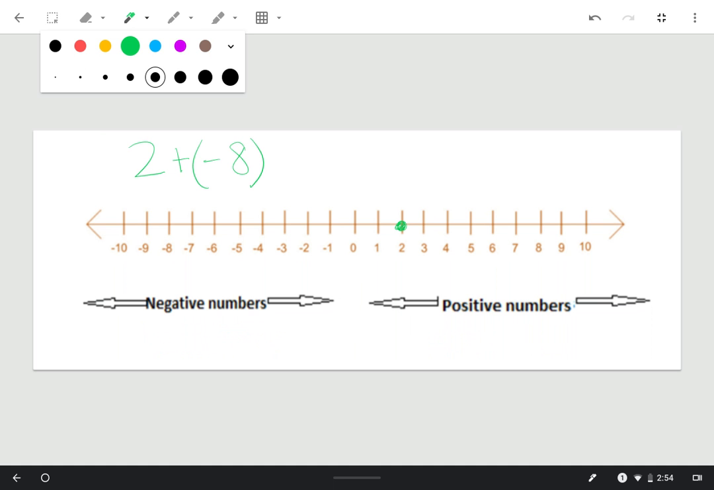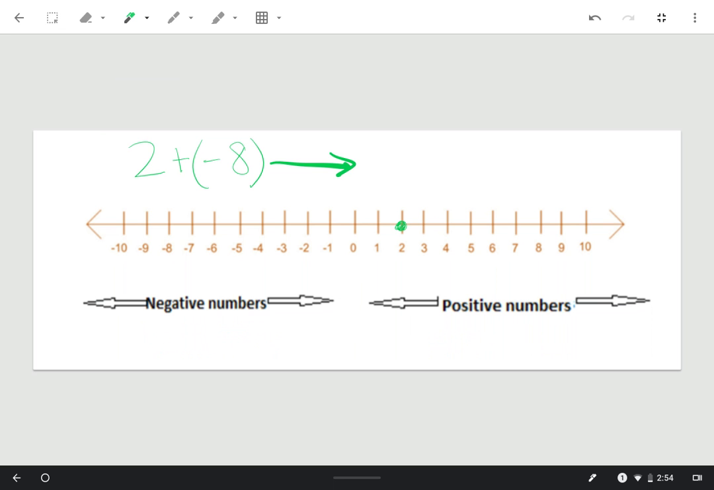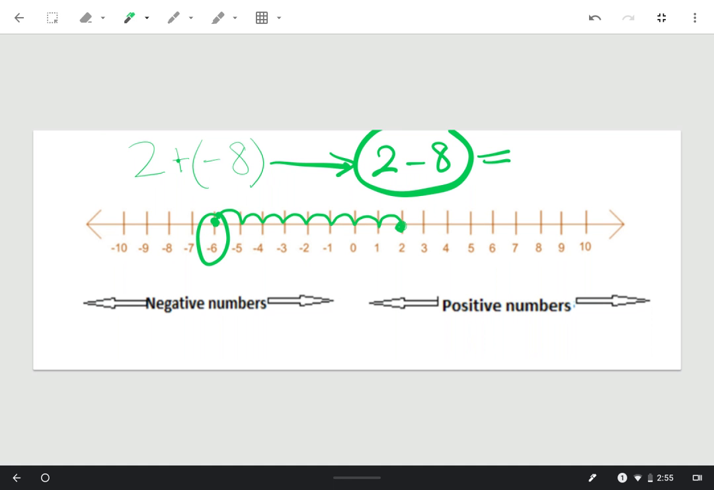Now, this can be a little bit confusing, plus negative 8. But what you need to understand is that this is the same thing as 2 minus 8. In other words, when we add a negative number, it's the same as subtracting that number. So this is the same as 2 minus 8. Since subtraction moves us in the negative direction and I start at 2, I'm going to go 1, 2, 3, 4, 5, 6, 7, 8, and that gets me my answer. The final answer is negative 6.